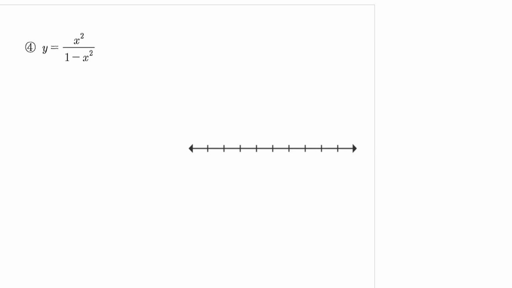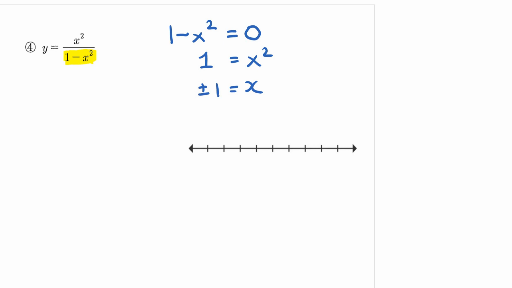All right, let's take a look at the next question here. In the next question, I have y equals x squared divided by 1 minus x squared. For step number 1, let's find the vertical asymptote by taking the denominator, which is 1 minus x squared in this case, and we'll make that equal to 0. Then we solve for x, and if I square root both sides, I get plus or minus 1. All right, so I have two asymptotes.